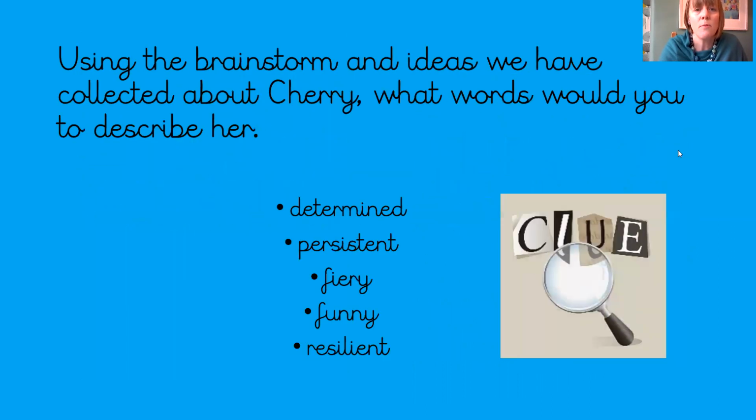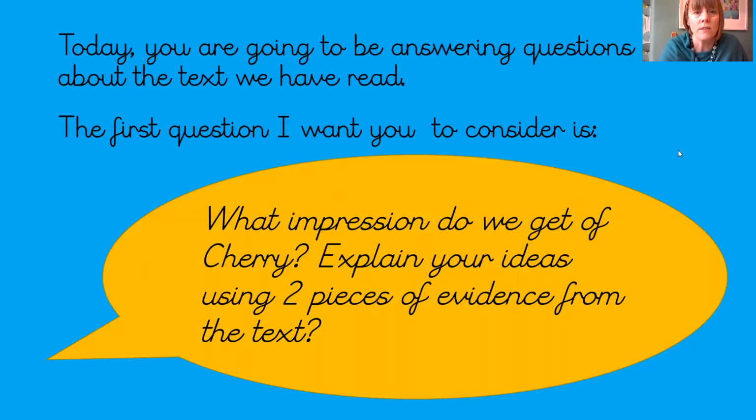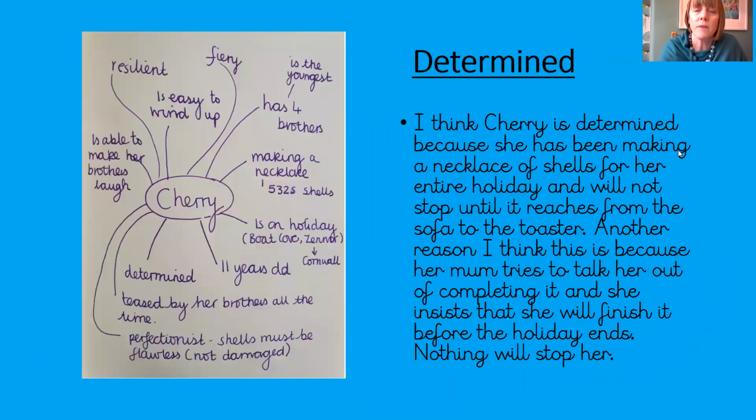So let's just pop back and look at that question that we were asking you to answer. What impression do we get of Cherry? Explain your ideas using 2 pieces of evidence from the text. So we go back to my answer. I think Cherry is determined. So I've explained what I think her character is, what impression I get of her. I think she's determined. And then I've used evidence from the text. I've used 2 pieces of evidence to back up my idea.